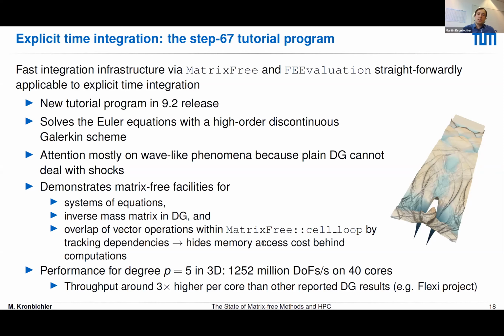And you can see in the tutorial program, that's the first program which shows you how to do systems of equations. You can do inverse mass matrices in DG also with matrix-free facilities. And we can also do some overlap of operations in the cell loop of deal.II. So there's really some nice tricks there which get you some performance. And the result that we got, I mean, this is just a throughput number, how many unknowns we can process per second for this particular setup. Even though it's a nonlinear problem, we use over-integration, more integration points than we have shape functions. We get a very good throughput. It's actually 3 times higher than some of the other results that we know from literature, even very good groups at DG methods. So this is a good part.